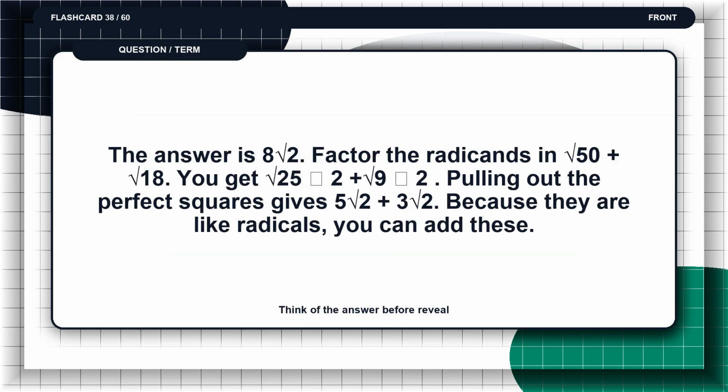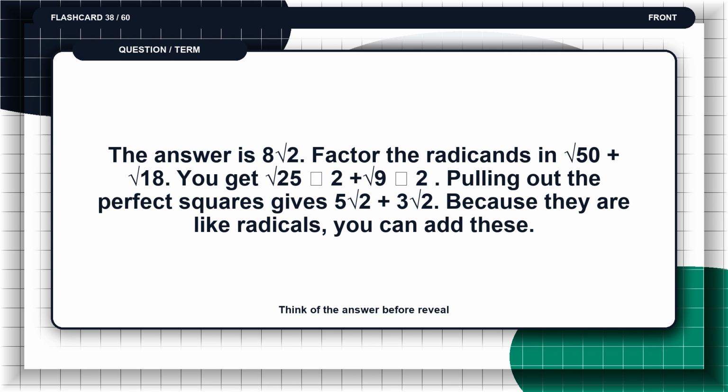Flashcard 38. The answer is 8 root 2. Factor the radicands in root 50 plus root 18. You get root of 25 times 2 plus root of 9 times 2.